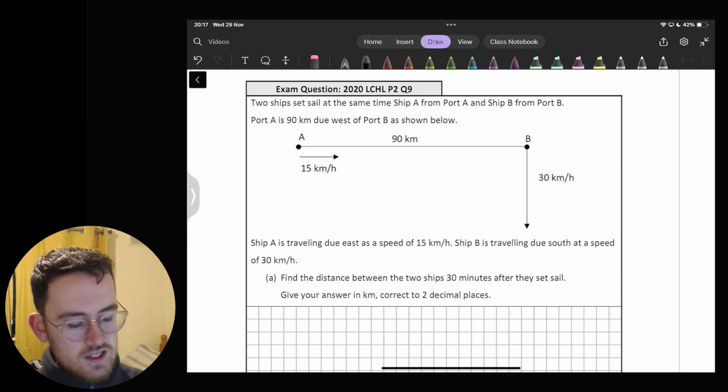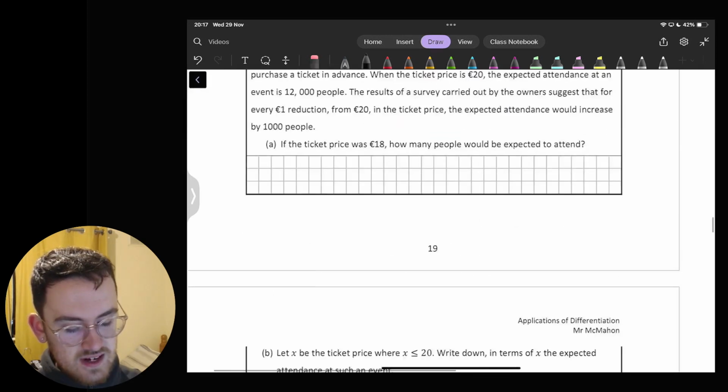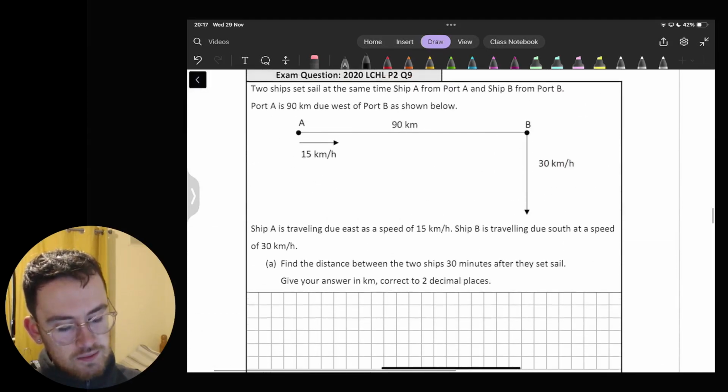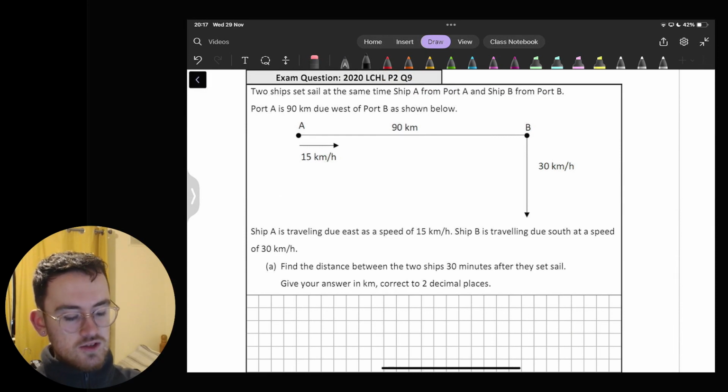Let's look at the next question. Some of these questions are fairly long. We have another question or two that we can have a look at. So two ships set sail at the same time, ship A from port A and ship B from port B.